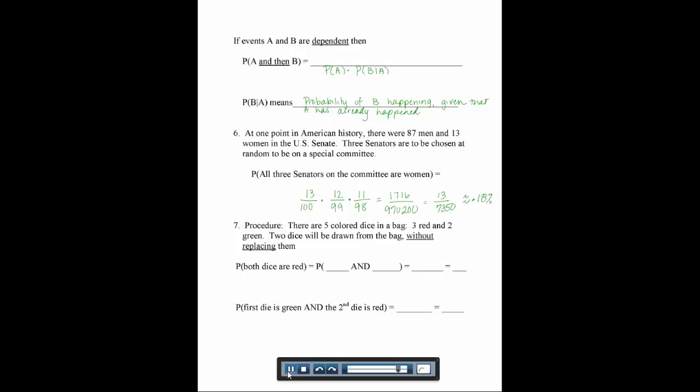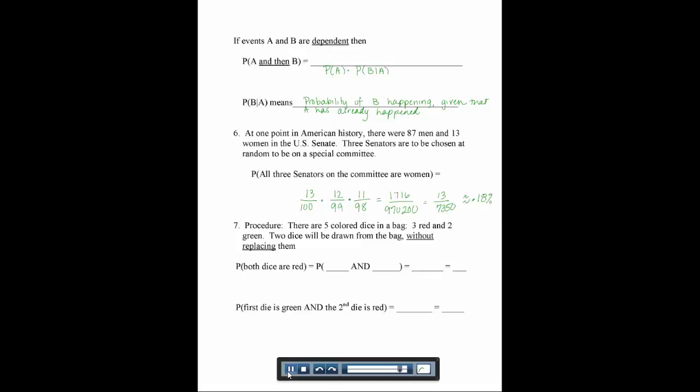Okay, now here's the other place where dependent probabilities come out, when we're not replacing something. So it says there are 5 colored dice in a bag. 3 are red and 2 are green. 2 dice will be drawn from the bag without replacing them. So after we pull the first one out, we leave it on the table, and then we reach back into the bag and draw the second.